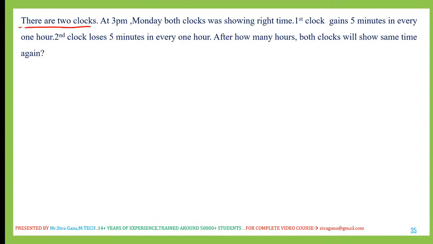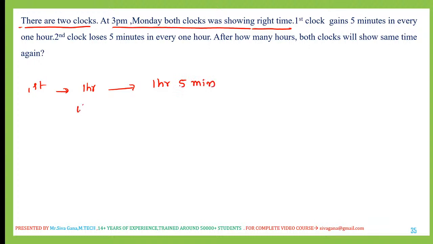There are two clocks at 3 p.m. Monday. Both clocks show the right time, 3 p.m. First clock, similar pattern: what happens? 5 minutes in every 1 hour. 1 hour is completed, but it shows how much? 5 minutes gaining. Gaining in the sense it shows 1 hour 5 minutes.